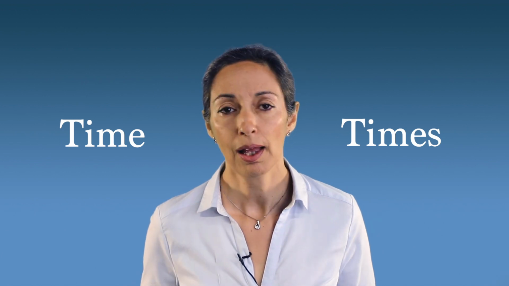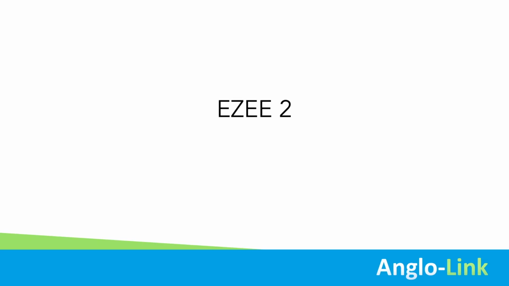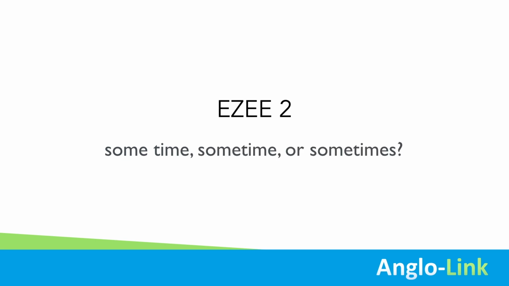Okay, with that in mind, let's now look at two words that can easily be confused with each other. These are the words time and times. Let's make sure you understand the difference between them and can use them correctly. Easy to Zap English Errors, Lesson 2. Sometime, sometime, or sometimes.